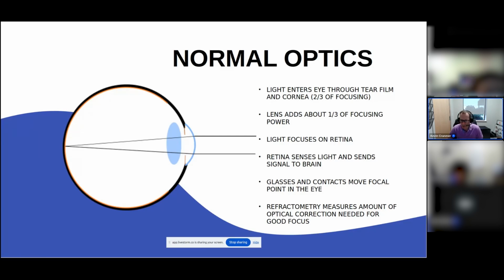The amount of optical power we need to use in our phoropter or glasses is measured during refractometry, which is a word that's not used very much, but refractometry is basically what we're doing today, the fancy word for it. And that is basically measuring the optical correction for the eye to bring light to a focus point.